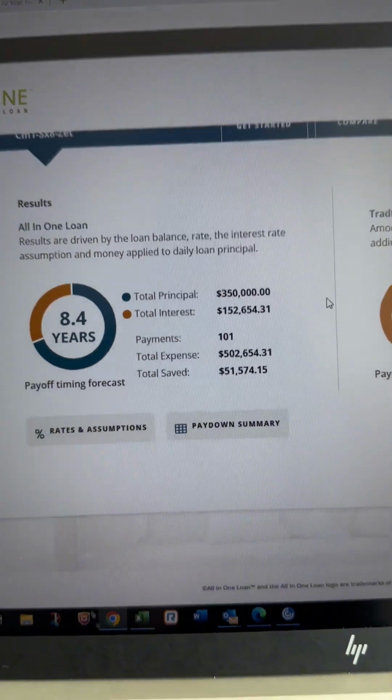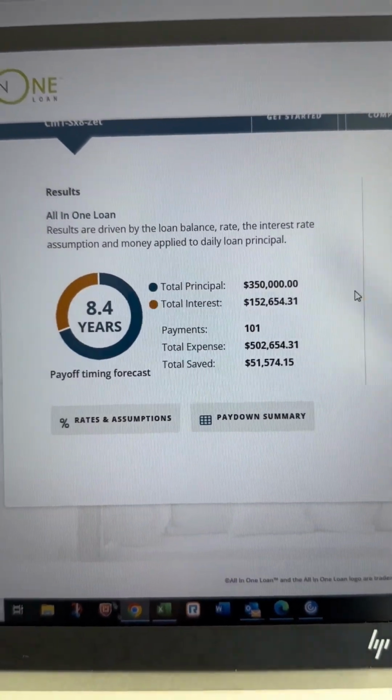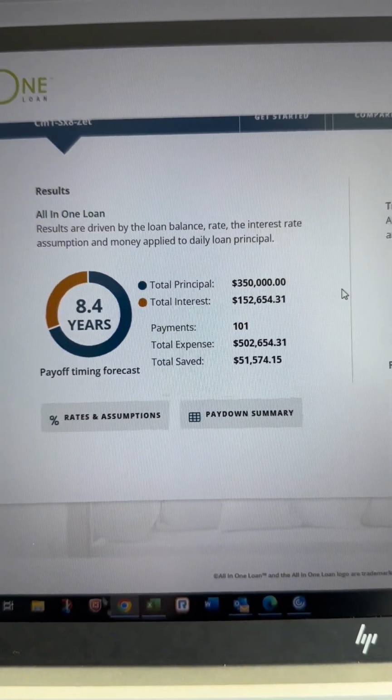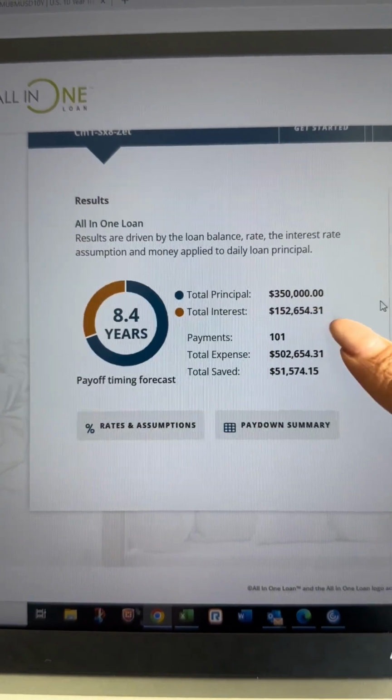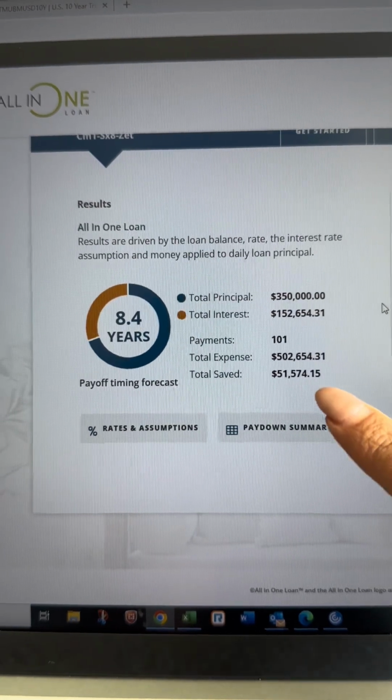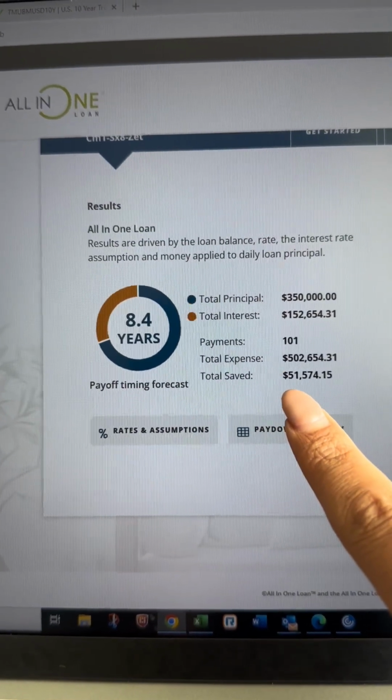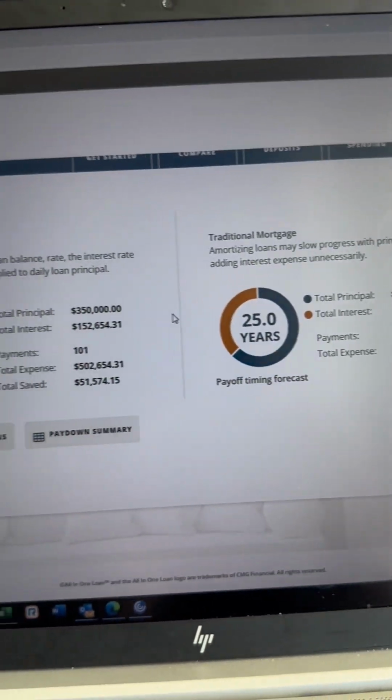So with the all-in-one account, using it correctly, and with what interest rates are currently on this program, your total principal would be $350 again. Your interest would be the $152. Your total saved is $51,000, and look at how much faster you would pay it off.